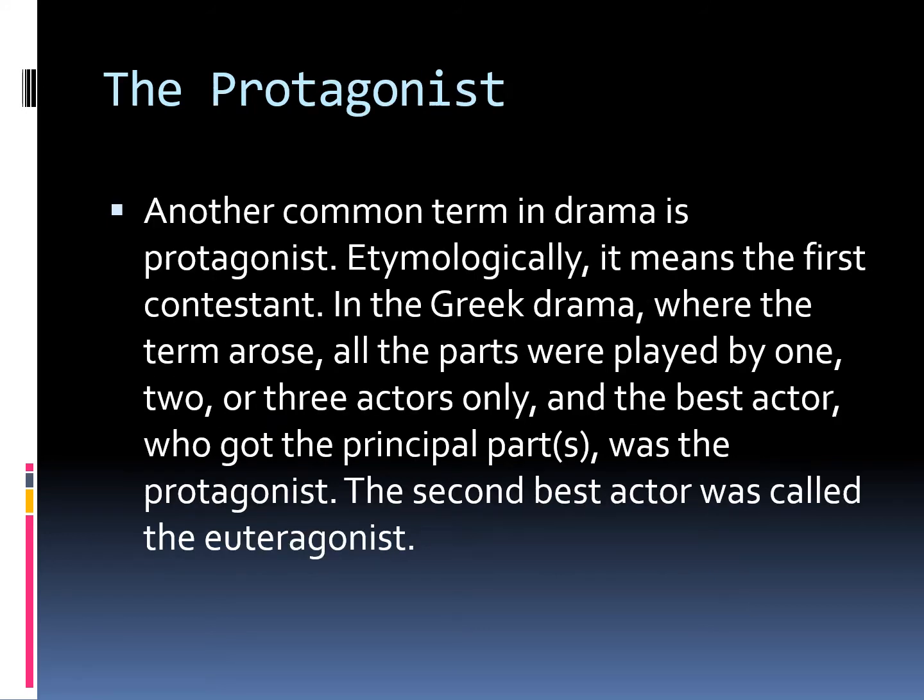The protagonist. Another common term in drama is protagonist. Etymologically, it means the first contestant. In the Greek drama, where the term arose, all the parts were played by 1, 2, or 3 actors only, and the best actor, who got the principal part or parts, was the protagonist. The second best actor was called the deuteragonist.